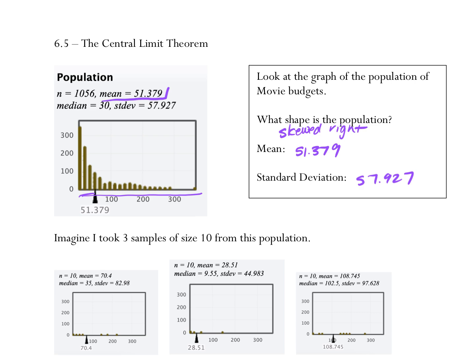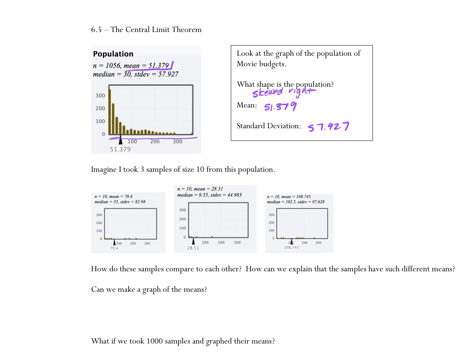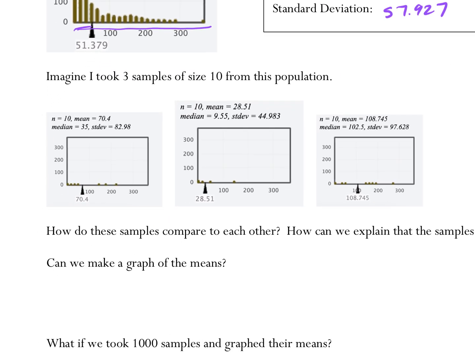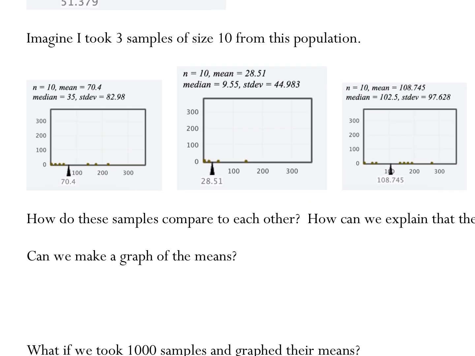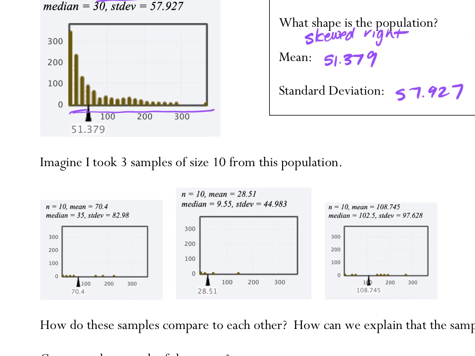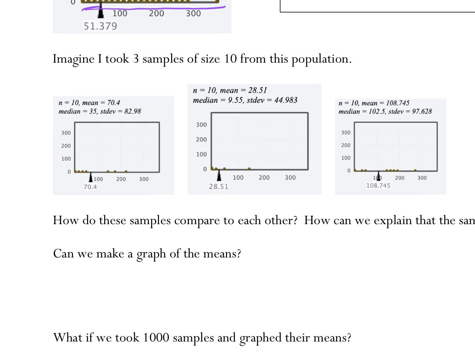All right. So the first thing I did using this website that I have is I took 3 samples, each of size 10. In other words, for each of these samples, though it might be hard to see because of the stacked dots, there are 10 different movie budgets drawn from the population. Is everybody good? As you look at these 3 samples, this one has a mean of 108, this one has a mean of 28.5, this one has a mean of 70. Everybody good?